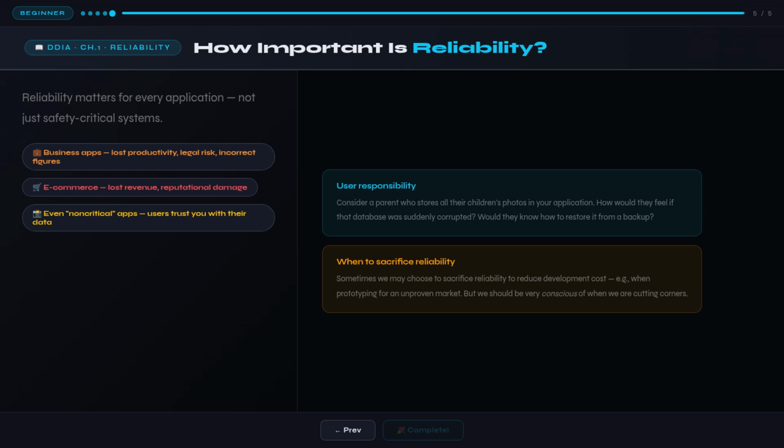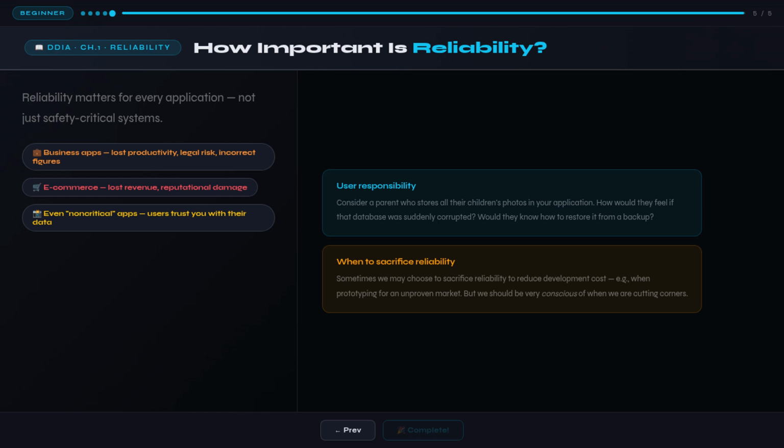Now, and the book is balanced about this, there are situations where it makes sense to deliberately sacrifice some reliability. When you're building a prototype for an unproven market and need to validate whether anyone will pay for your product at all, investing heavily in fault tolerance before you know if the product has a future is premature. When operating a service with very thin margins, you might rationally accept a slightly higher error rate to control costs. These are legitimate engineering and business trade-offs. The book doesn't say reliability must always be maximized.